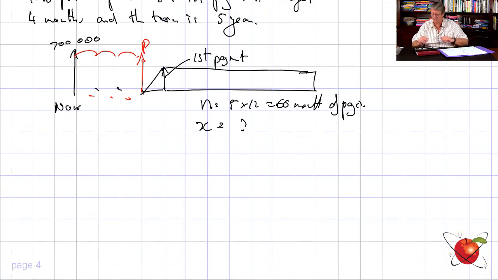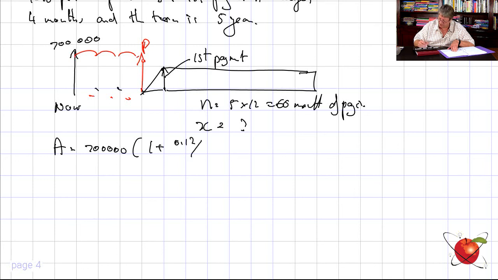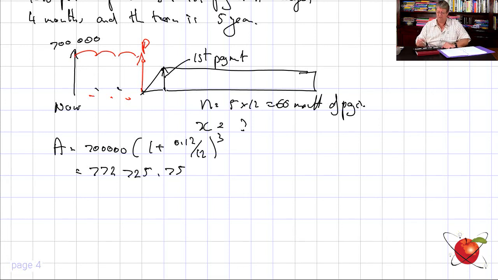So let's go back and work that out. I say let's put it in. So therefore the amount that I actually owe, that P value, is 700,000 times (1 plus 0.12 over 12) to the power of 3 months, which is 772,725.75. It's quite a number.